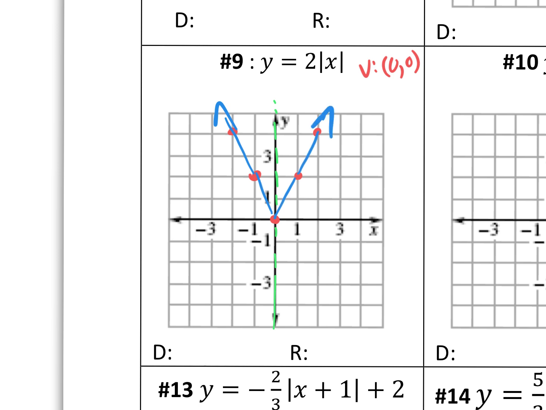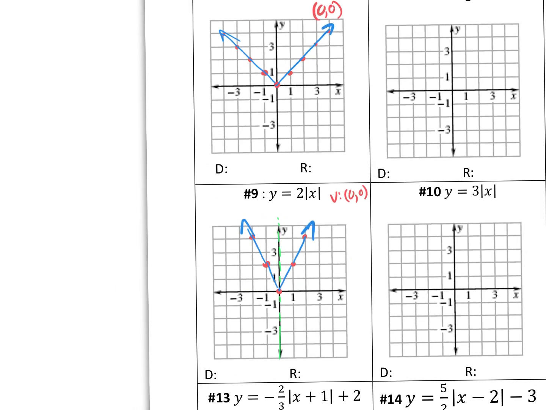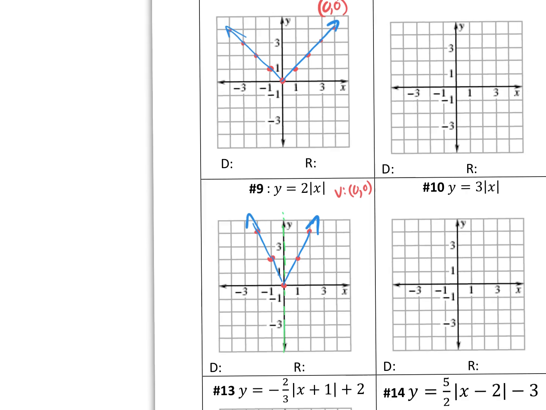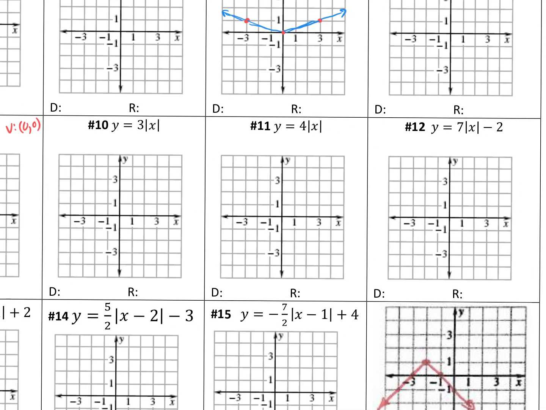There's our graph. So if we compare that to the original parent graph, it's definitely narrower, okay? The A value, if it gets further away from 0, the narrower it gets. If the A value gets closer to 0, the wider it gets, the closer to a flat line it gets. Let's look at number 11.